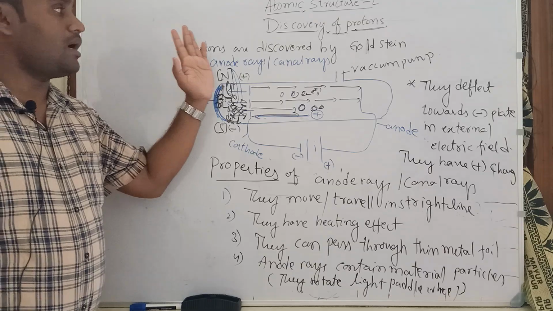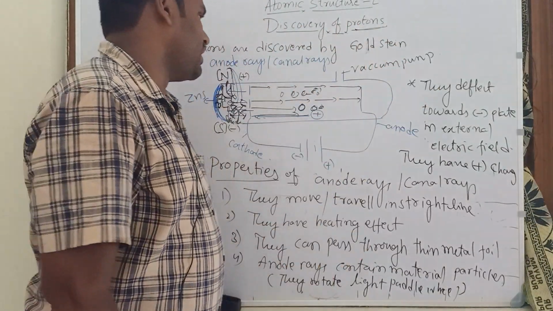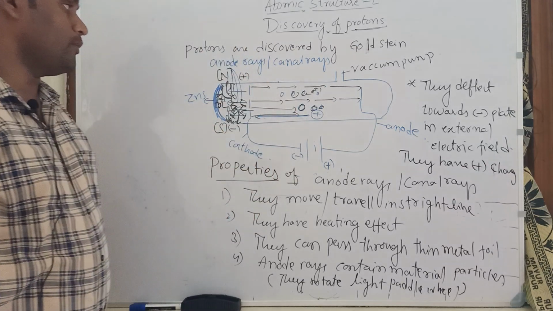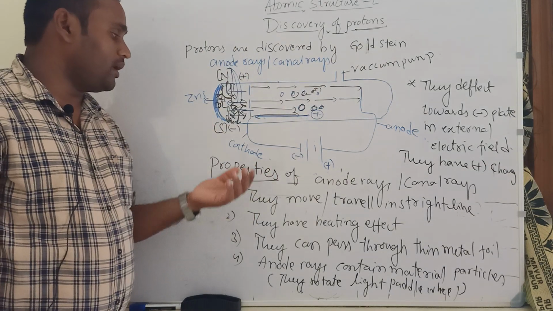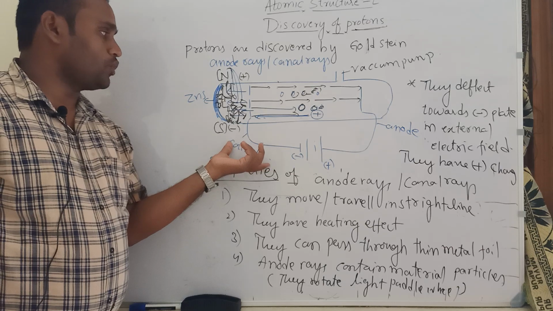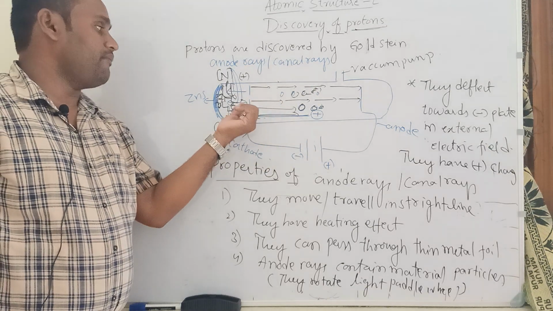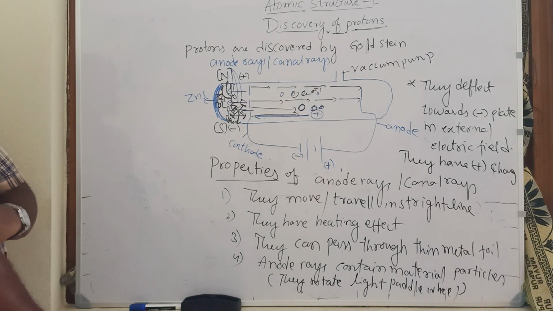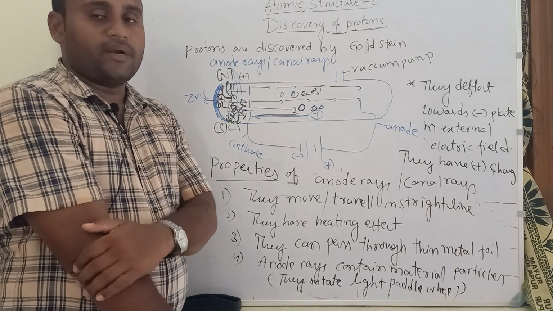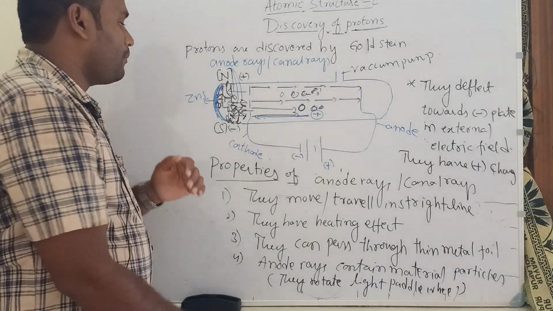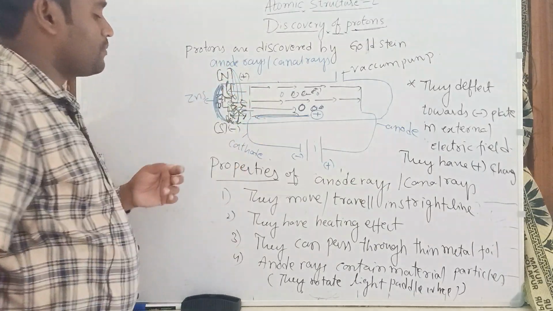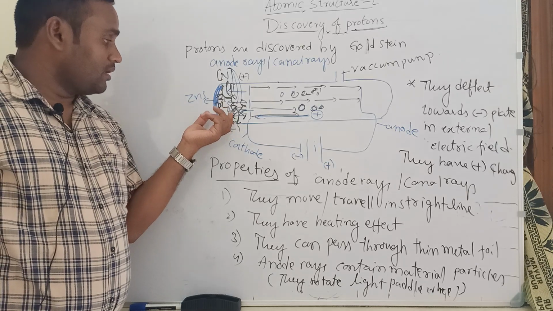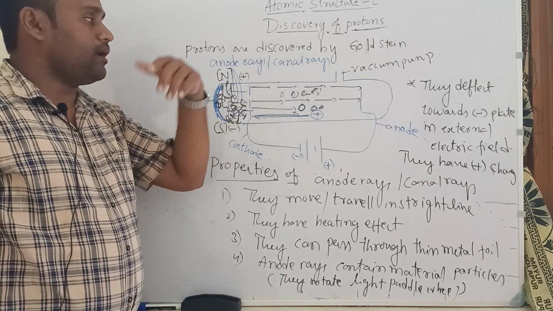These protons were discovered by whom? Goldstein, by using a modified discharge ray tube. So what is the modification he did here? He took a perforated cathode. Perforated cathode means having some holes in the cathode. So when he performed this experiment, what happens? He observed some streaming of unknown particles behind the cathode. These rays are called anode rays or canal rays.